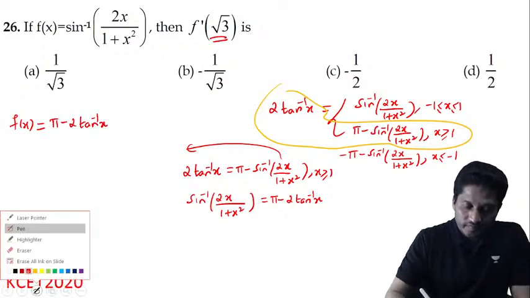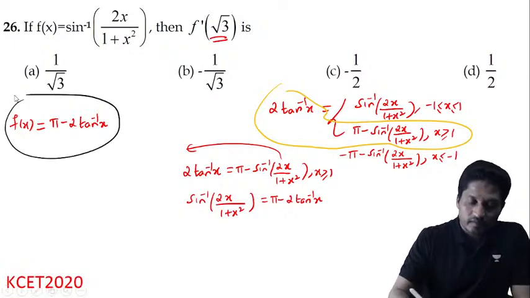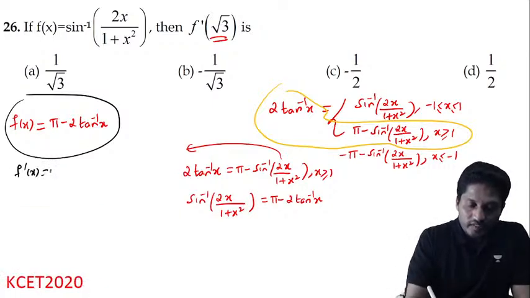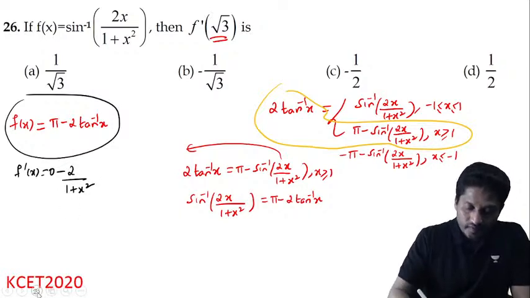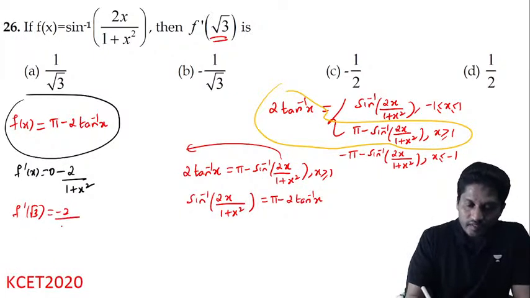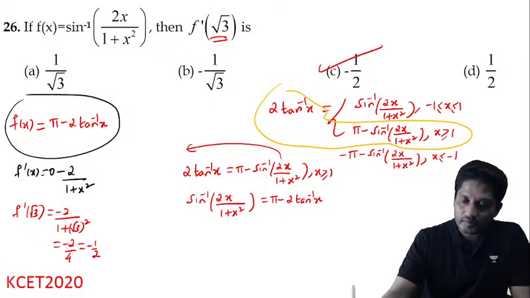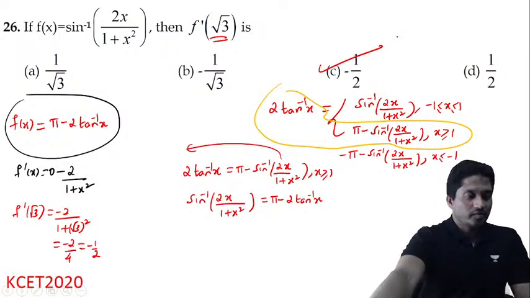Alright, I repeat, differentiation changes based on the domain. Now if I differentiate, f dash of x is equal to, pi is a constant so 0, differentiation of tan inverse of x is 1 by 1 plus x square. Okay, now f dash of root 3 will be minus 2 divided by 1 plus root 3 the whole square, which is minus 2 by 4. Minus 2 by 4 is minus half. Answer is option C. Let's move to the next question.